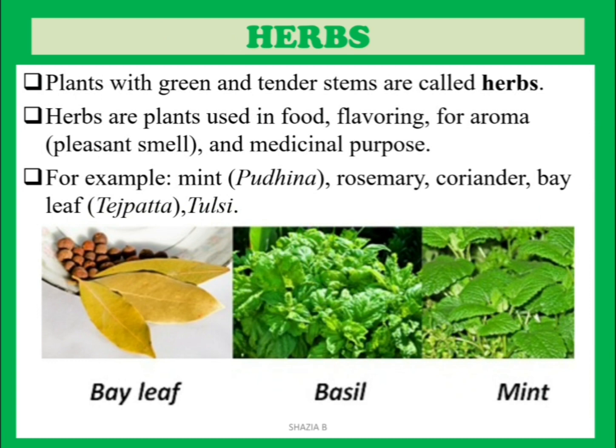So herbs are those plants which are very small in size, and they have green and soft stems, and these plants may or may not have branches. It is not necessary that, when we consider the example of grass, these plants do not have branches. They may have branches. Examples are already given here.